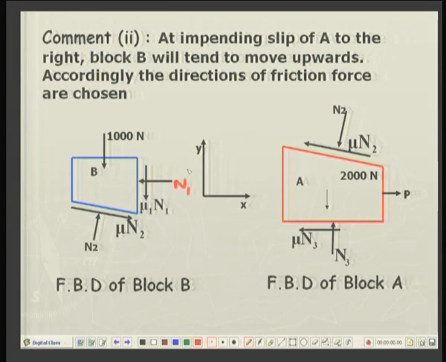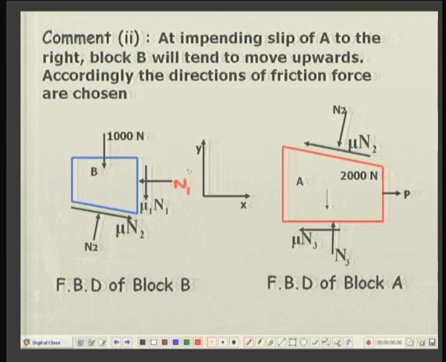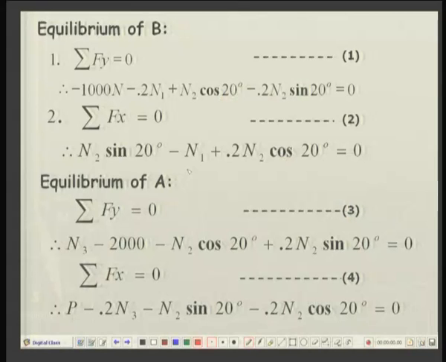Okay. So, it means on both these blocks the forces are now completely known. This is the free body diagram of block B, this is the free body diagram of block A, and let us apply the conditions of equilibrium. First on block B, sigma Fy is equal to 0. Well, most of you have enough practice with this. Let us see what are the vertical forces and what are the horizontal forces.